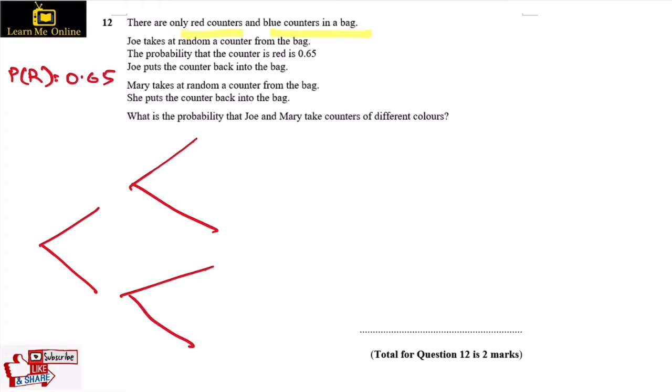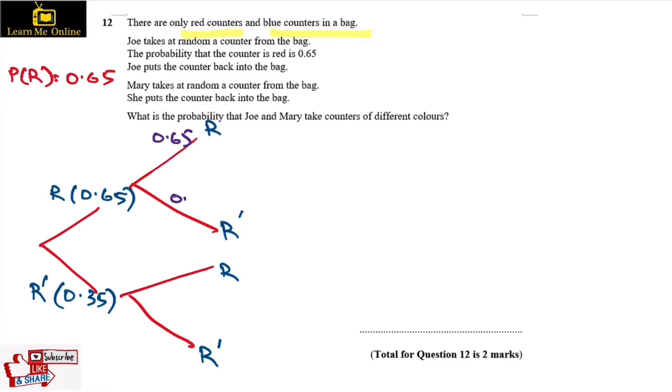So if the probability of having a red counter is 0.65, then the probability of not having the red counter is 0.35. Because they are putting the counters back in the bag, it's going to be red and not red, and the probability stays the same. So that would be 0.65, 0.35, 0.65, and 0.35.